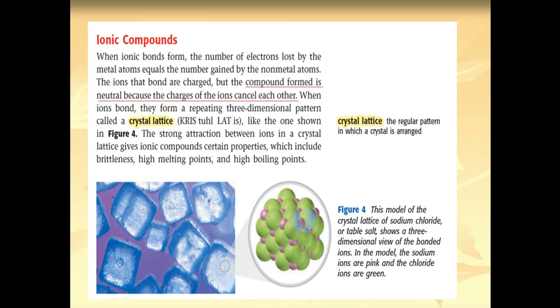And that's why they are also brittle, which means when you press on them with high pressure, they break down into very small pieces, or they shatter. So the properties of ionic compounds like table salt are high melting point, high boiling point, and they are brittle. What is a crystal lattice? It's a three-dimensional repeating pattern.